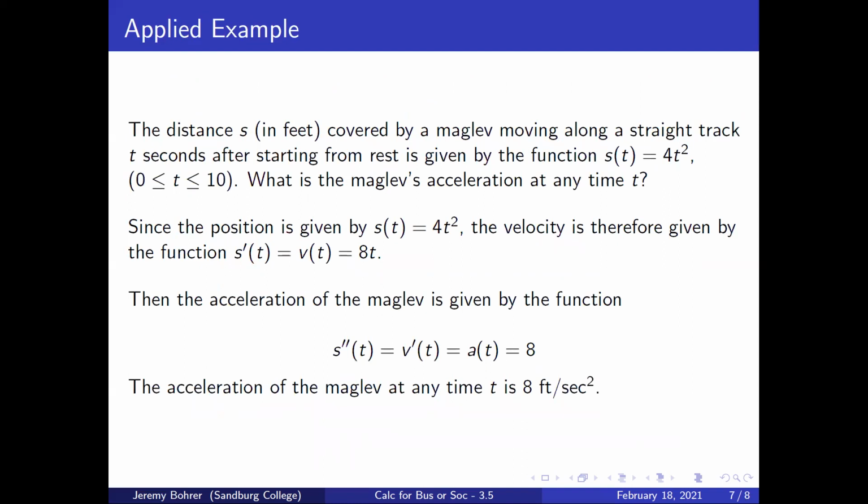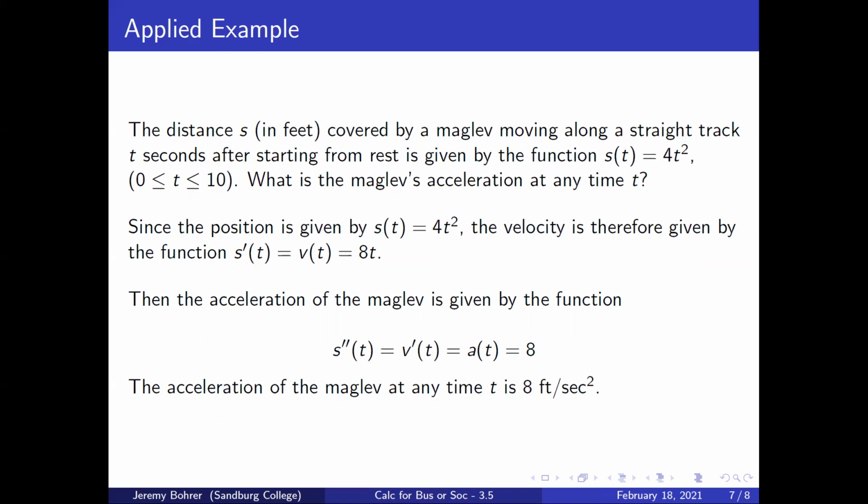The distance s in feet covered by a maglev moving along a straight track t seconds after starting from rest is given by the function s of t equals 4t squared, where 0 is less than or equal to t is less than or equal to 10. What is the maglev's acceleration at any time t?